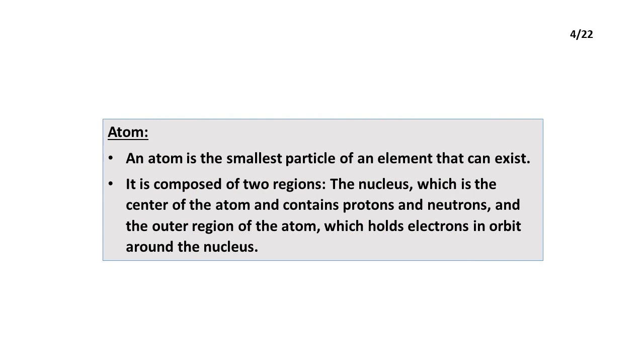Atom. An atom is the smallest particle of an element that can exist. It is composed of two regions: the nucleus, which is the center of the atom and contains protons and neutrons, and the outer region of the atom, which holds electrons in orbit around the nucleus.